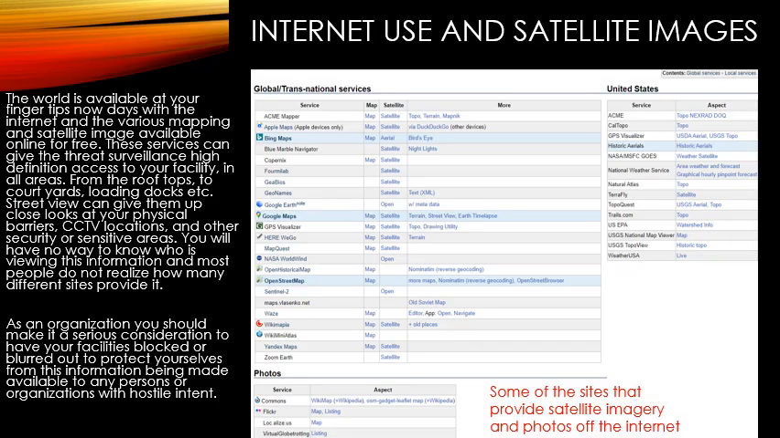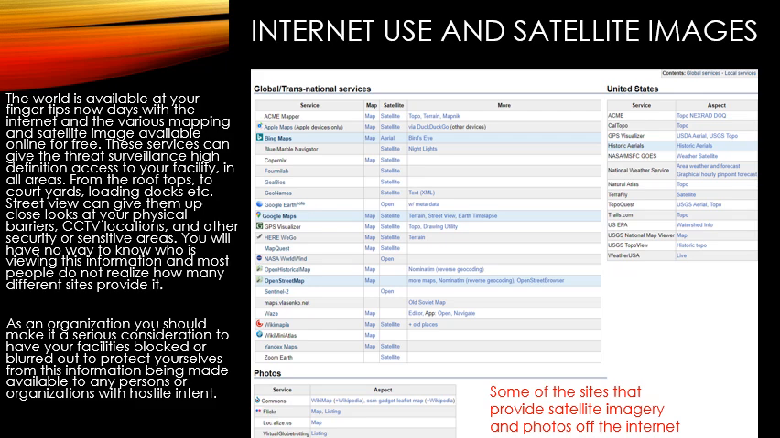All right, internet use and satellite images. Most facilities and organizations do not information-proof themselves from the internet. It's easy to go online and use Street View. You can observe and take screenshots of facilities, vehicle barriers, pedestrian barrier systems, entrances, courtyards, locations of cameras, guard shacks, etc. So the world is now available at your fingertips nowadays.